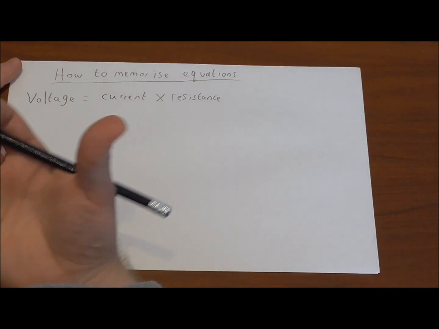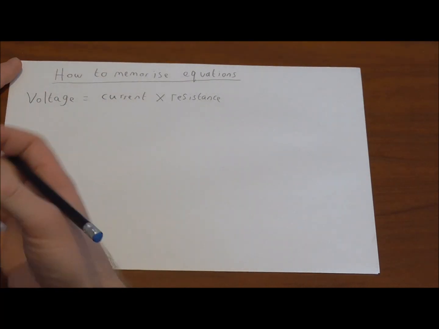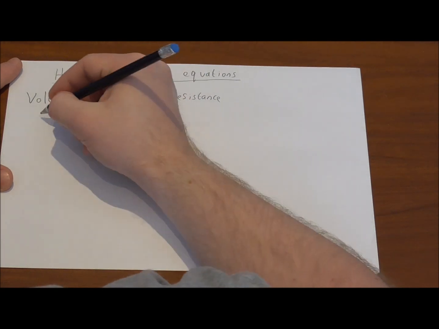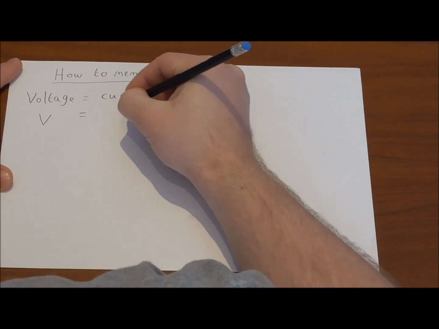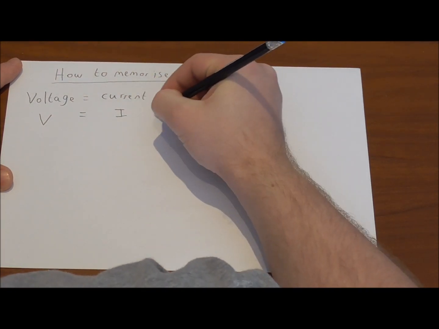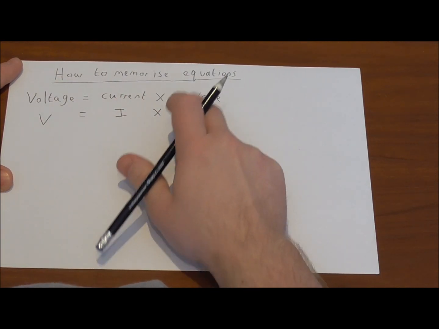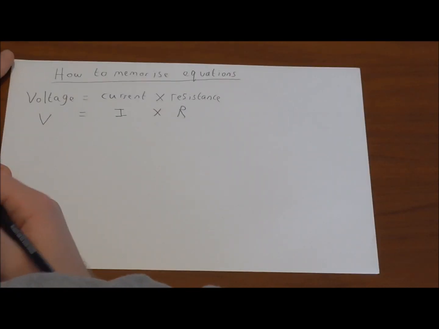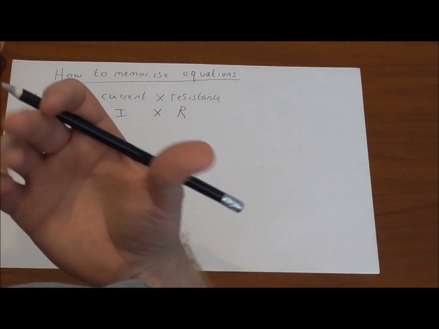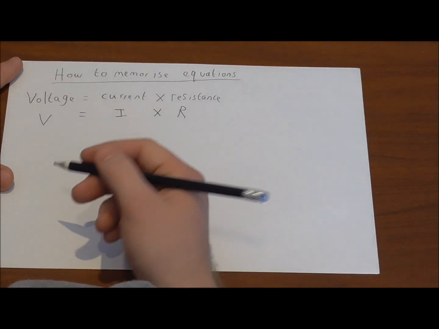So some people think this way is a bit convoluted. You could just simplify it down using the symbol form. Voltage equals current times resistance, where V is voltage, I is the current, and R is the resistance. So this makes it slightly simpler, so then you're just memorising 3 letters.